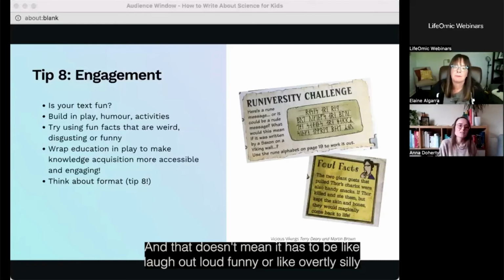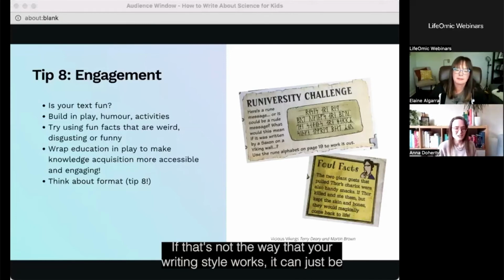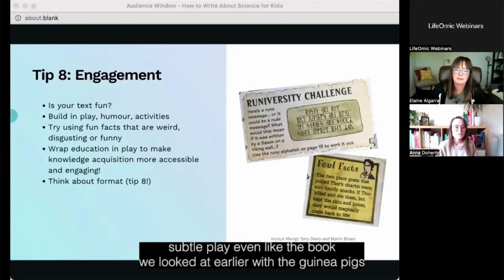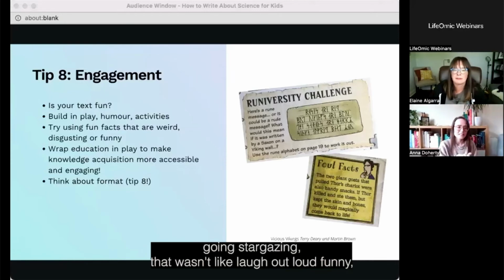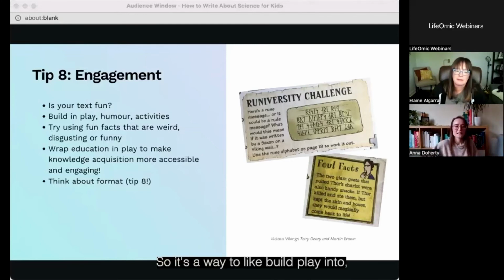And that doesn't mean it has to be laugh out loud funny or overly silly, because you don't want to lessen it or patronize the kids if that's not the way that your writing style works. It can just be subtle play. Even the book we looked at earlier with the guinea pigs going stargazing, that wasn't laugh out loud funny, but it was fun because it had cute characters interacting with facts. So it's a way to build play into your text.